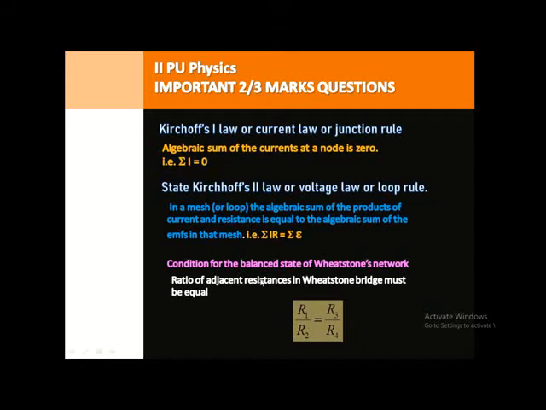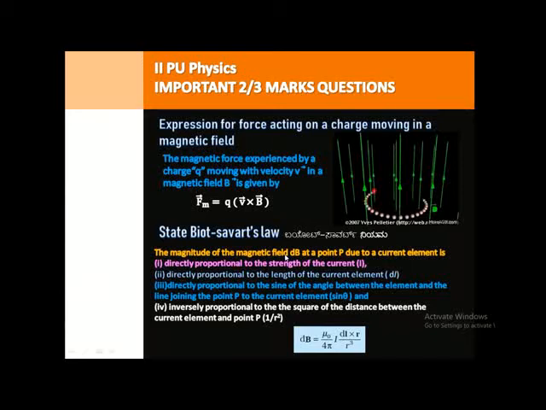That is, R1 by R2 is equal to R3 by R4. Next, expression for force acting on a charge moving under a magnetic field. This is the expression for magnetic force experienced by a charge Q moving with a velocity V in a magnetic field B, that is given by Fm. Magnetic force Fm is equal to Q into V vector cross B vector, or QVB sin theta. This is the expression for magnetic force on a moving charge.